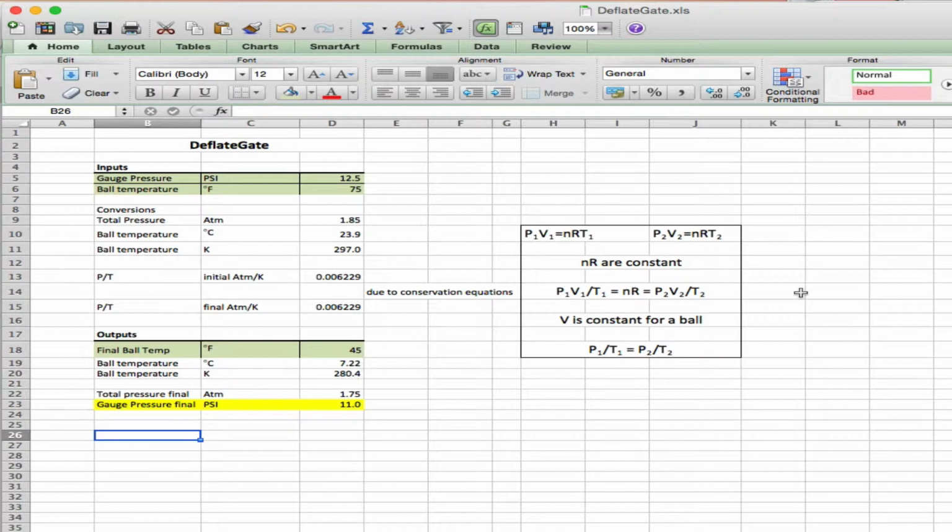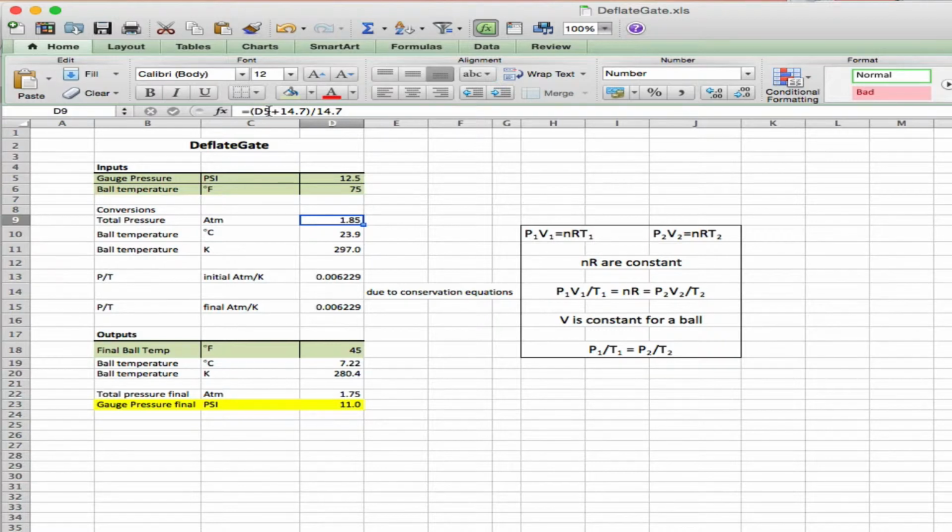So we're going to begin with the inputs, as we've heard about in the press, and that was the gauge pressure for the football was 12.5 psi. You notice I've labeled the inputs, gauge pressure, psi, and it's gauge pressure because this is the pressure inside the ball. And it's reported that the ball temperature was around 75 degrees Fahrenheit. Those units are inconvenient, so we're going to convert to atmospheres. And this is atmospheres total pressure inside the ball.